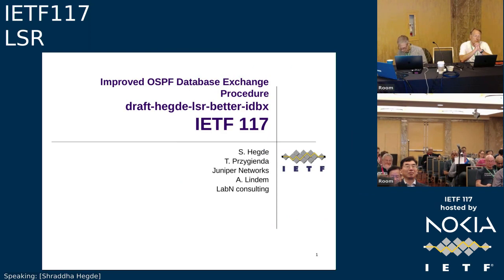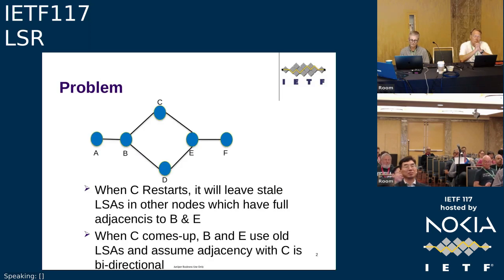This is the alternate proposal solving the same problem that was discussed in the last presentation. I will repeat the problem statement just in case people have not paid attention. When a router C restarts, it leaves its stale LSAs in other nodes, which is the entire database. All the routers will have C's old LSA, and that old LSA will have links to both B and E, because C had full adjacencies with B and E before going down.